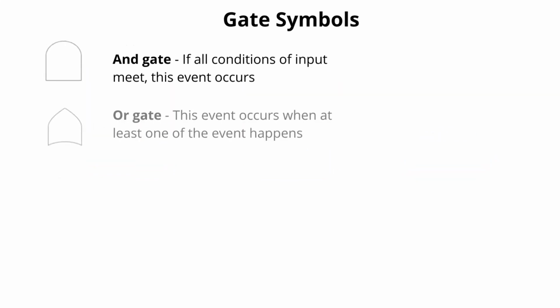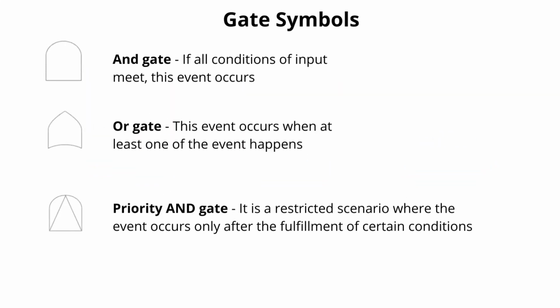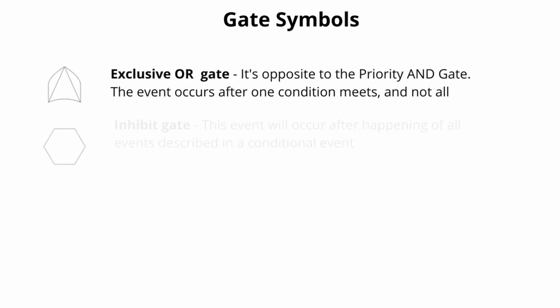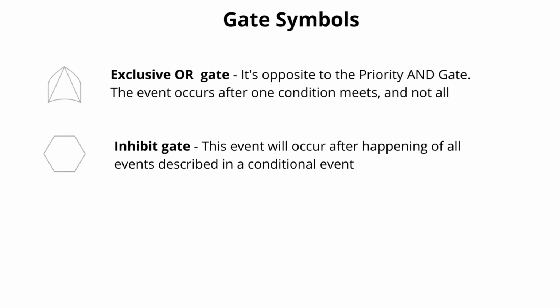Gate symbols. AND gate: if all conditions of the input are met, this event occurs. OR gate: this event occurs when at least one of the events happens. Priority AND gate: it's a restricted scenario where the event occurs only after the fulfillment of certain conditions. Exclusive OR gate: it's the opposite of the priority AND gate. The event occurs after one condition is met, and not all. Inhibit gate: this event will occur after the happening of all events described in a conditional event.